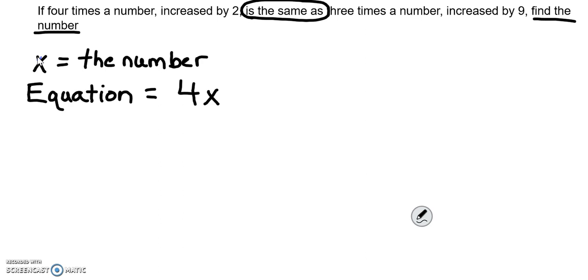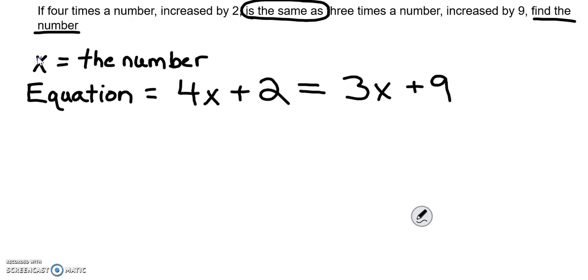We're writing the equation. So 4x, that's 4 times a number, increased by 2. How would I show that I am going to increase this by 2? Plus 2. We're going to increase by 2, so we add 2. How will I take the words is the same as and convert them into mathematical symbols or numerals? Equal. It's an equal sign. Very good. 4x plus 2 equals 3 times a number. How am I going to represent 3 times a number? 3x. Yes. 3x increased by 9. How do I show increased by 9? Plus 9. This is the equation.